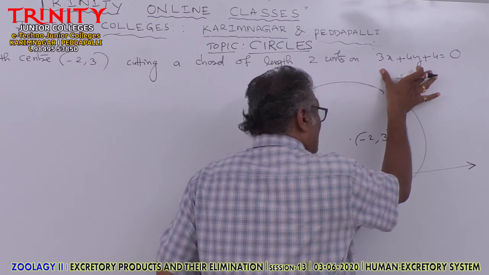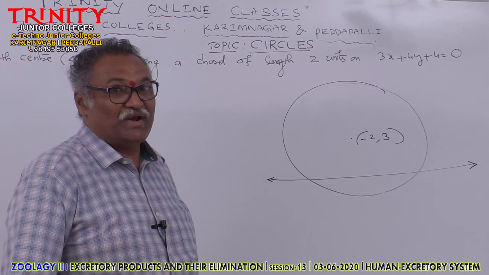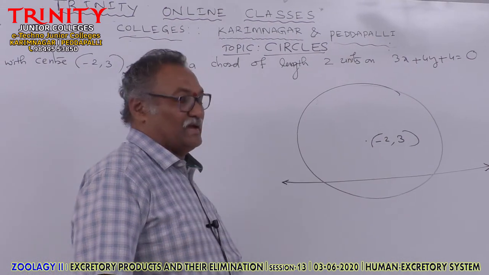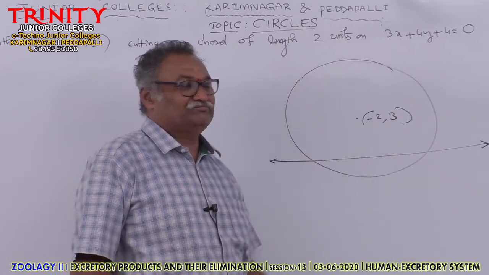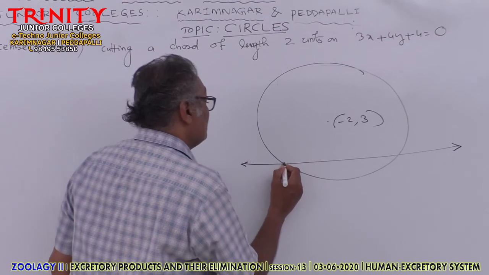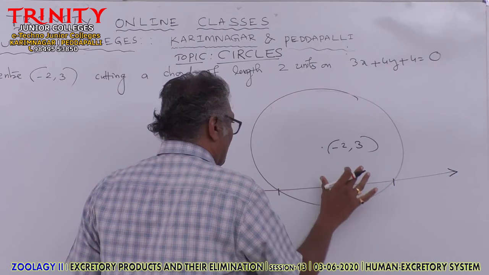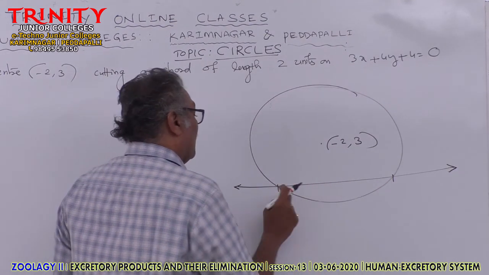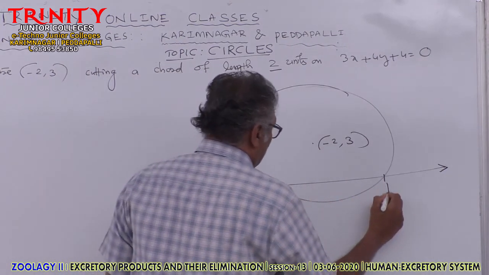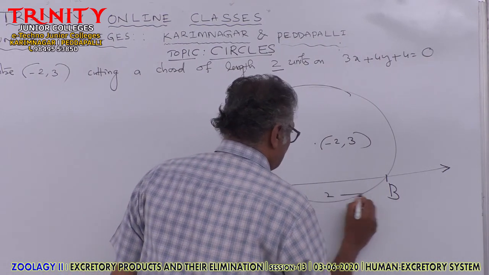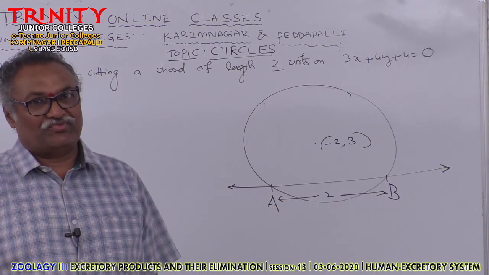Actually, it is a non-horizontal, non-vertical line. But to understand the concept, I have taken it like this. It is making a chord of 2 units on this line. The length of the chord is 2 units. AB equals 2 units. The length of this chord is 2 units.